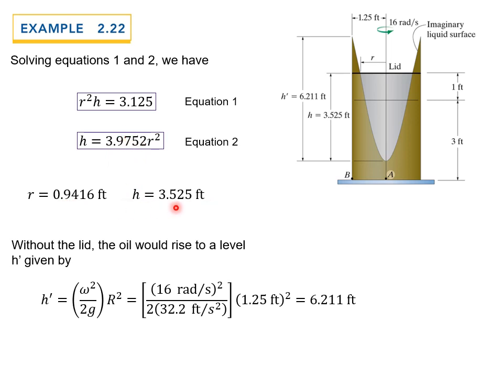If we didn't have the lid on, how high would the liquid rise? It would rise a distance h prime equal to omega squared over 2g times r squared. So what r value would we plug in? We plug in the total r, which is 1.25 feet. Remember, it's half of the total diameter. That turns out to be 6.211 feet.